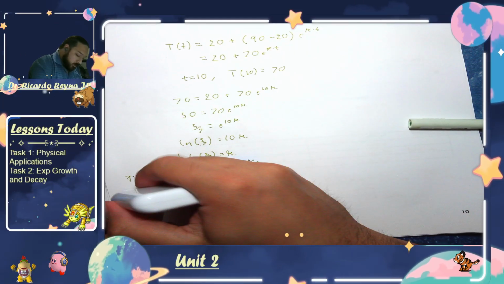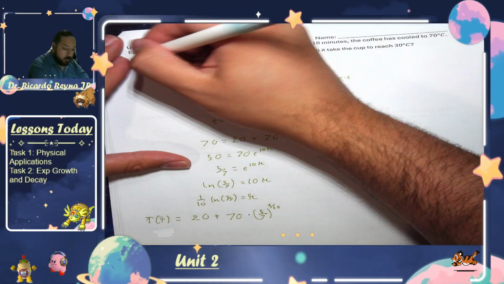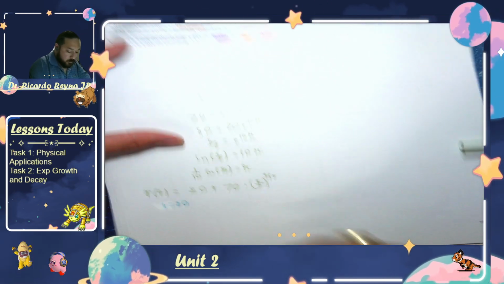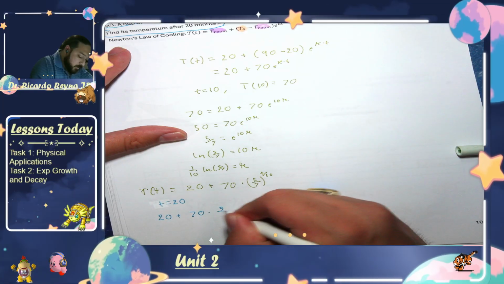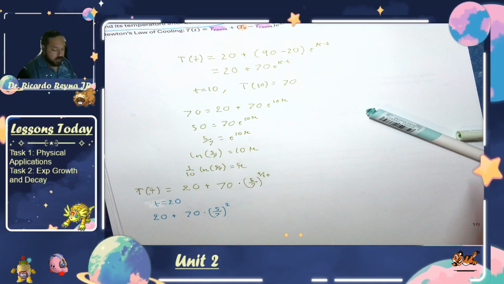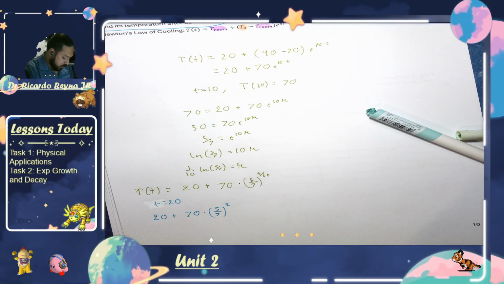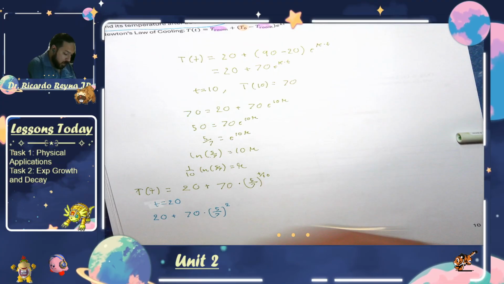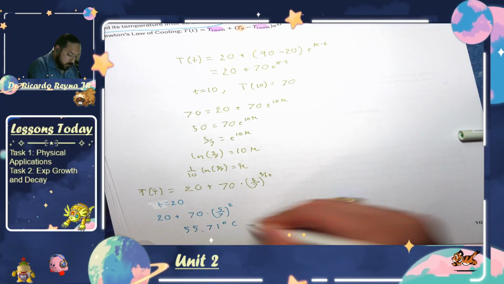So let's go ahead and first do the first part, where they ask me what's the temperature at 20 minutes? So that means t is equal to 20. So I'm going to write 20 plus 70 times 5 over 7 to the power of 2, since 20 divided by 10 is 2. So I'm just going to type that into my calculator. And I get 55.71 degrees Celsius.